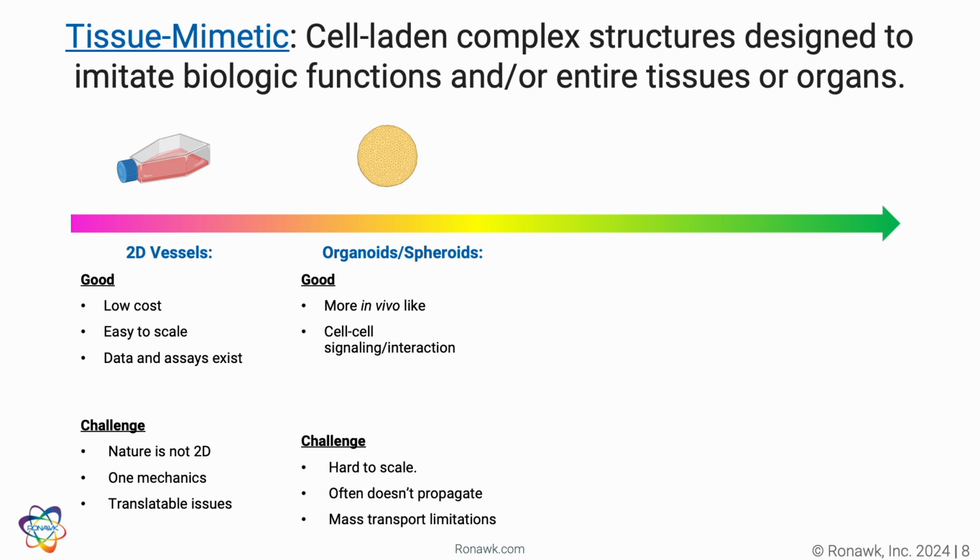However, as you may have encountered, organoids and spheroids are very hard to scale up, they're very expensive, they often don't propagate, and they have a huge issue with mass transport, especially of gas and nutrients, ending up developing those necrotic cores that then make you question, is the data I'm getting here real or what's going on?